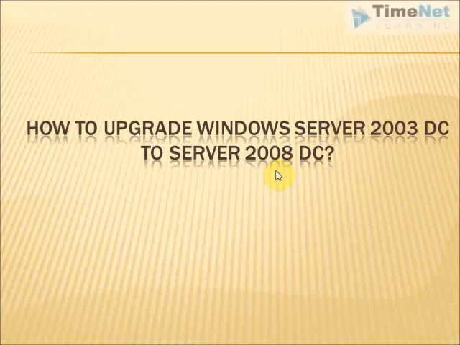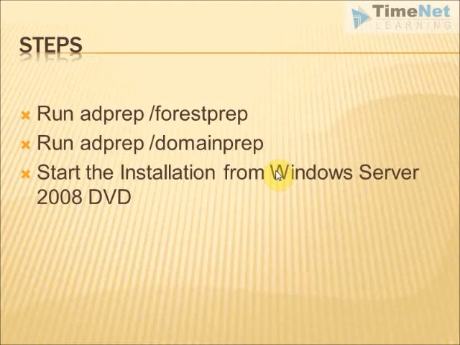How to upgrade Windows Server 2003 DC to Server 2008 DC. The upgrade of a Windows Server 2003 domain controller to a Windows Server 2008 domain controller is a very simple process. First, we have to run the adprep utility for doing the forest preparation and then the domain preparation.